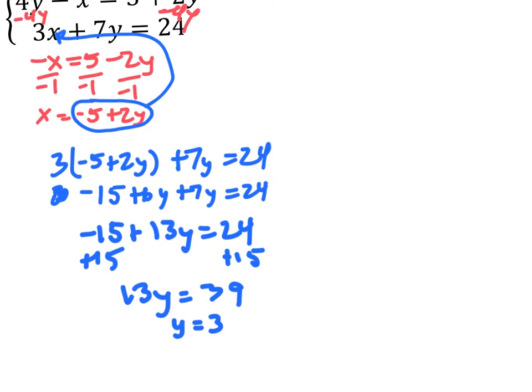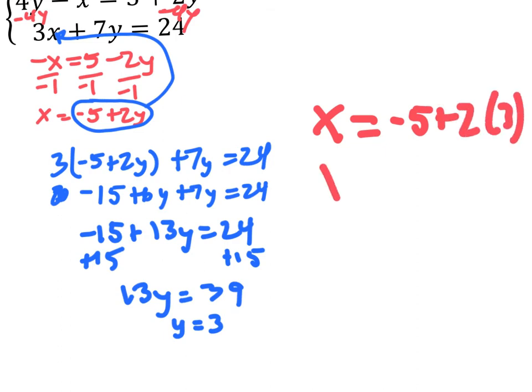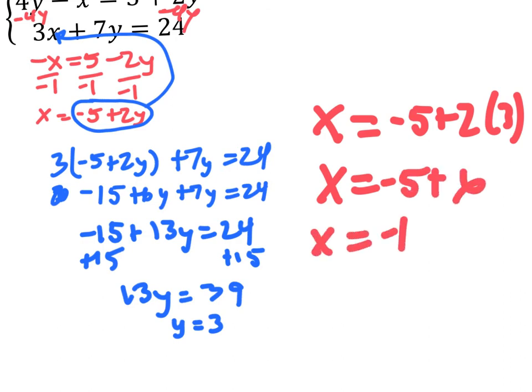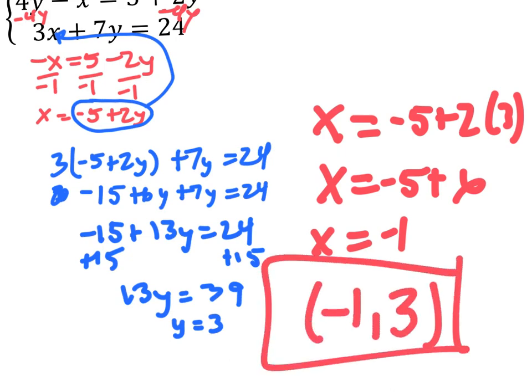Now we're going to take and plug that back in, so we have x is equal to negative 5 plus 2 times y, which was 3. And then you get x is equal to negative 5 plus 6, x is equal to negative 1. So our final answer is negative 1, 3.